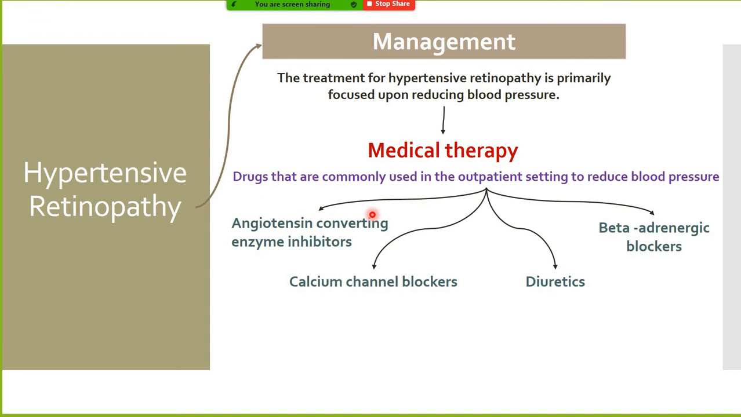The treatment for hypertensive retinopathy is primarily focused upon reducing blood pressure. The medical therapy includes prescribing drugs like angiotensin-converting enzyme inhibitors, calcium channel blockers, diuretics, and beta adrenergic blockers. These are the major things for managing hypertension.